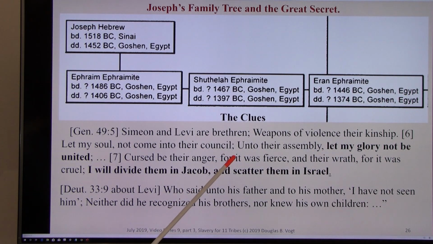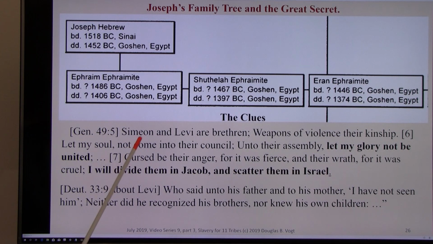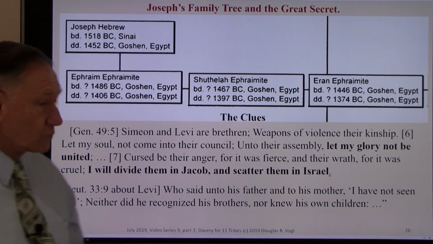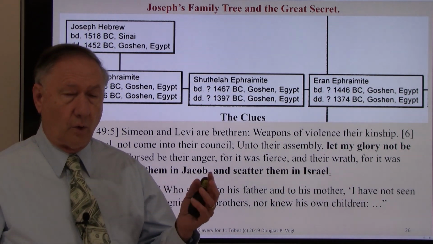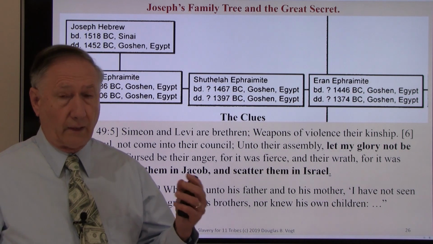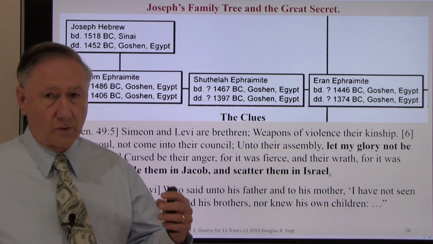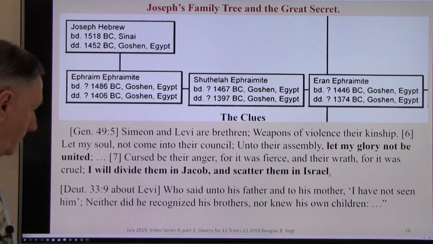So this is the quote right from the Torah. Let my glory not be united with Simon and Levi. Cursed be their anger, for it was fierce, and their wrath, for it was cruel. I will divide them in Jacob and scatter them in Israel, being all the tribes. The only way that happens is one, all the boys are killed, or they don't have any boys, they only have girls, and the girls are married off to the other tribes.